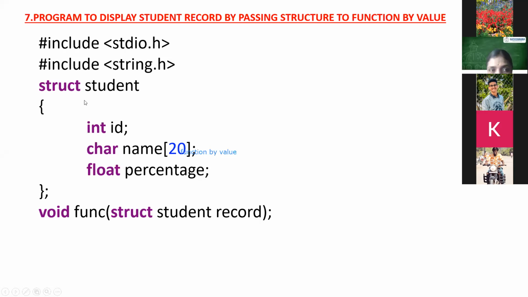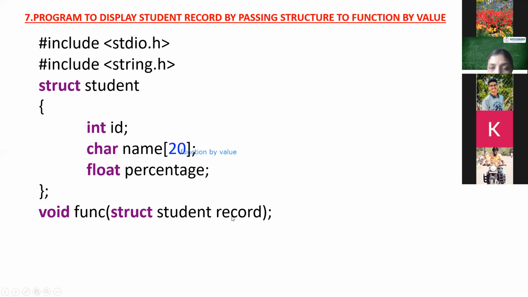Similarly here, after declaring the structure, I have declared the function over here. What is the function I am going to call? I am passing the structure to a function. So struct student, I am creating a variable for it, and the name is record. Struct student is nothing but the structure name.